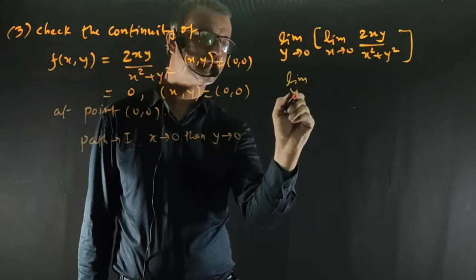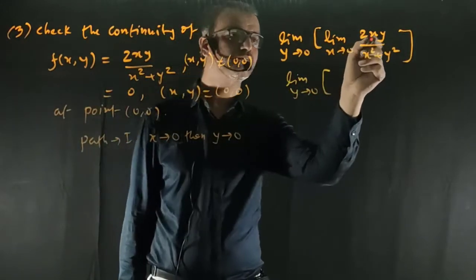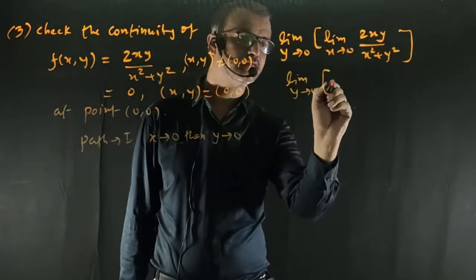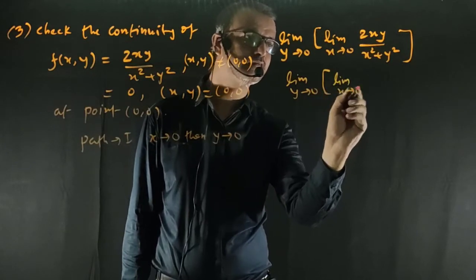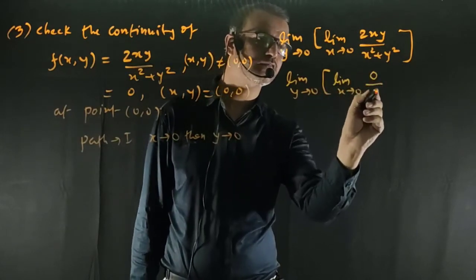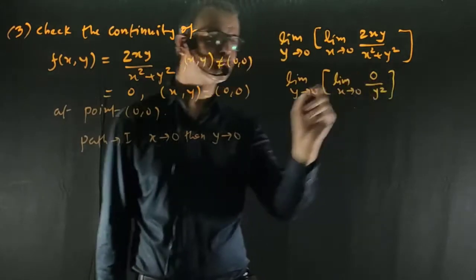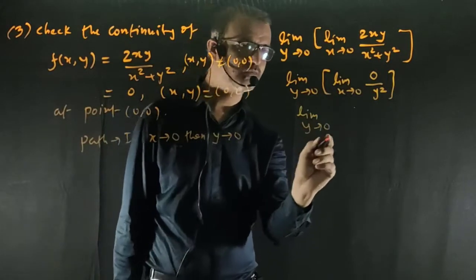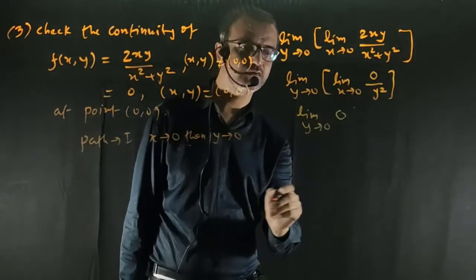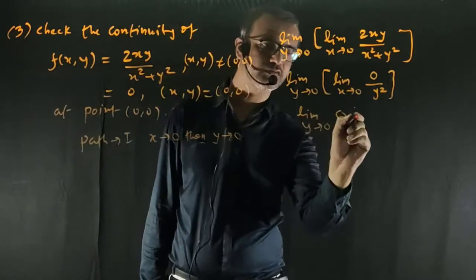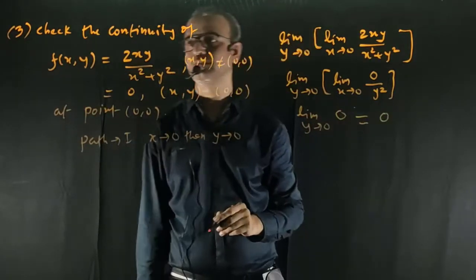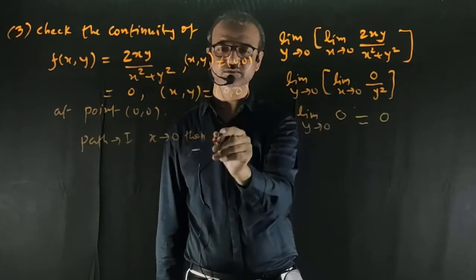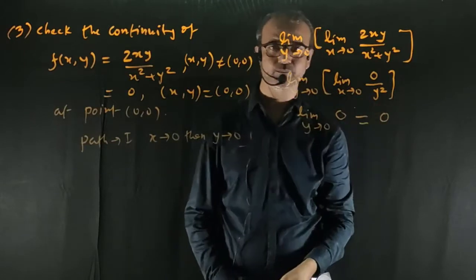So first of all we will find out the limit of this function. Limit x tends to 0, we have to put the value of x equals to 0 in the numerator and denominator. So 2 into 0 into y, the result is 0. So this is limit x tends to 0, 0 over 0 plus y square. So the result is y square. So 0 over y square, answer is 0. So this is limit y tends to 0, and 0 over y square is 0, and limit y tends to 0 of 0, this is a constant value, so the answer is 0. Okay, so the limit of this function along path 1, that is x tends to 0 then y tends to 0, is 0.